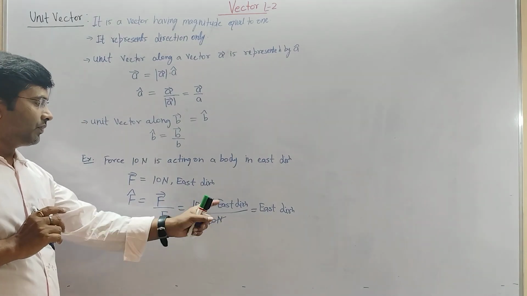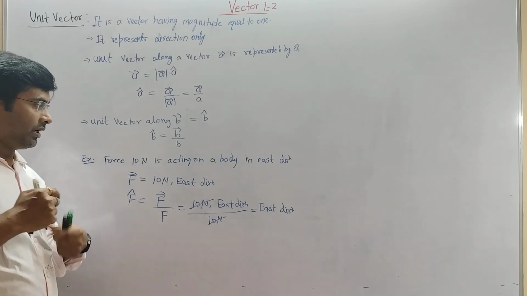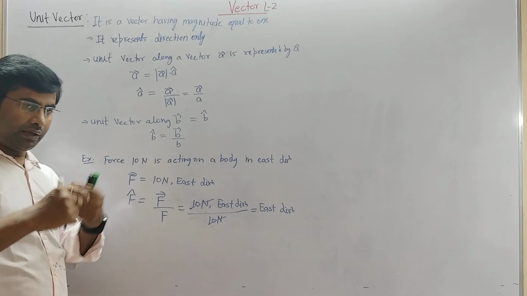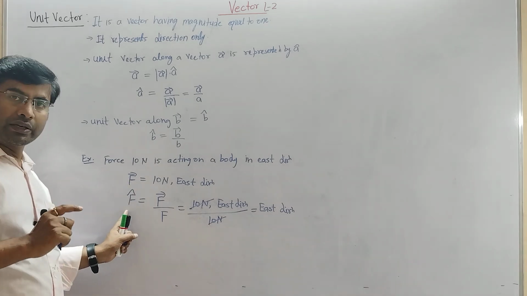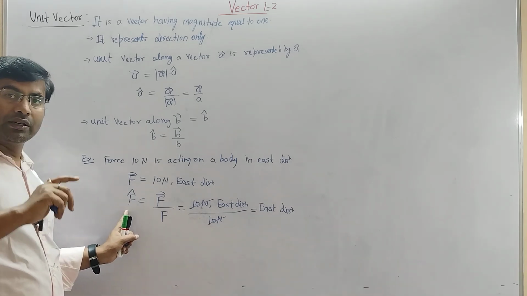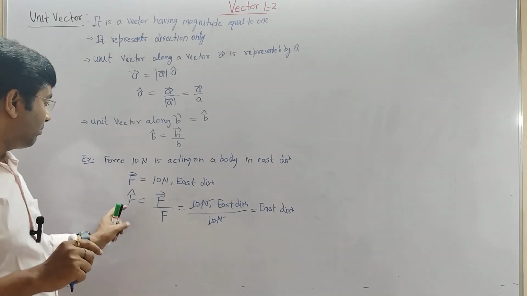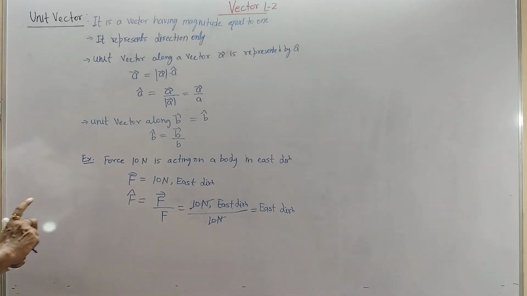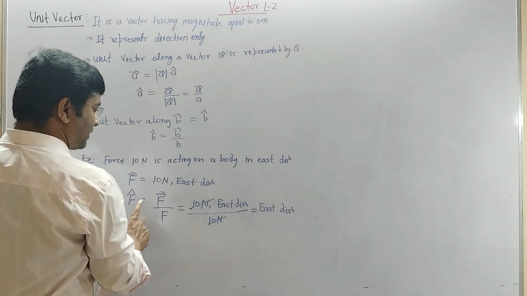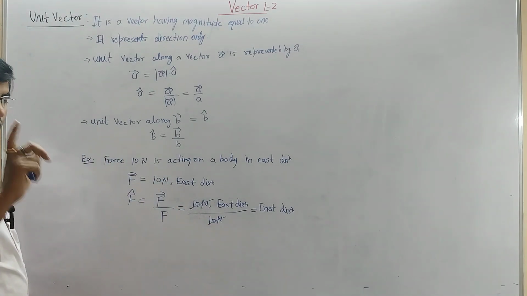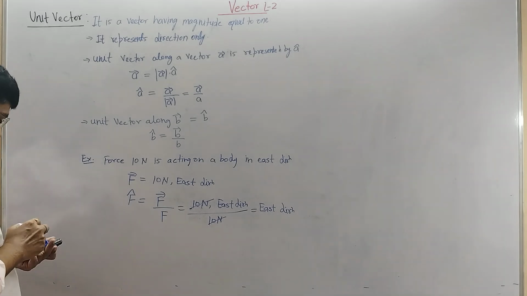Later on I will cover multiplication of vectors. If you multiply any scalar with a unit vector, that will become a vector, and the magnitude of that vector will not be affected by multiplying with this unit vector. So overall this represents direction only, and this is a unit vector having magnitude only and only 1.